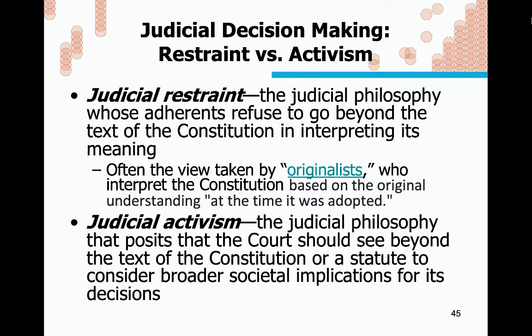Terms you might have heard in the broader context of how justices decide are restraint and activism. Judicial restraint is a judicial philosophy, I'm using air quotes here, whose adherents refuse to go beyond the text of the Constitution in interpreting its meaning. This is often the view taken by what we call originalists, who interpret the Constitution based on the original understanding at the time it was adopted. This tends to be a more conservative view of how justices and judges should make decisions.